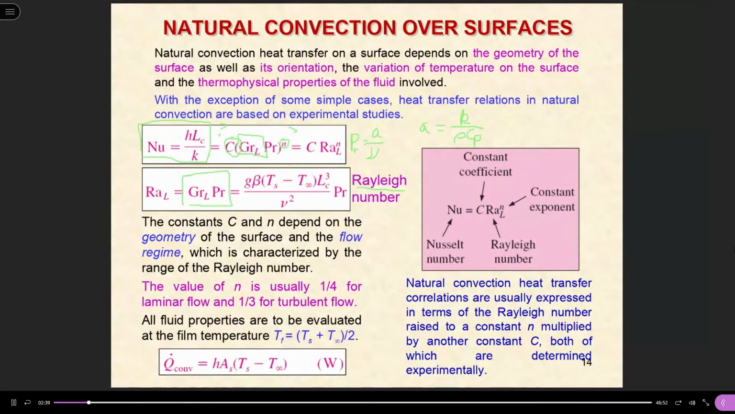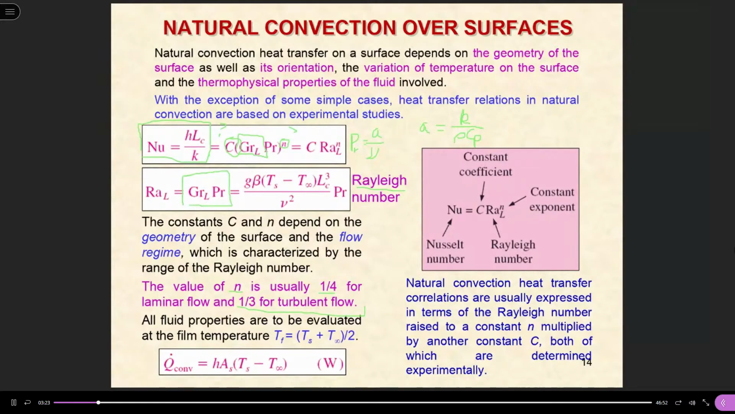In general, the constant C and the exponent depend on the geometry of the surface and the flow regime. By flow regime, we mean whether the flow is turbulent or laminar. We use the Rayleigh number to judge whether the flow is turbulent. And the n is typically 1/4 for laminar flow or 1/3 for turbulent flow.